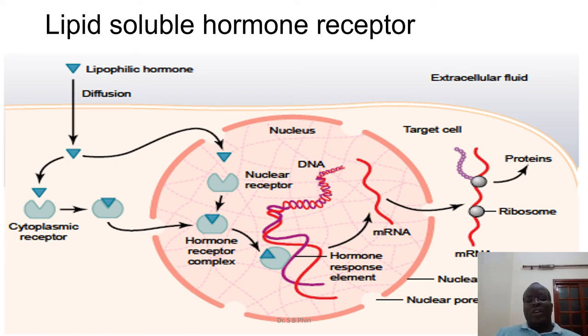Then here, they're going to enhance transcription. So you can see transcription that is being enhanced or activated by this receptor hormone complex. They are activating enzymes that are involved in transcription. Then the DNA will be transcribed into a messenger RNA. The messenger RNA, carrying the message from the DNA, will now leave the nucleus. It will go to the ribosomes.